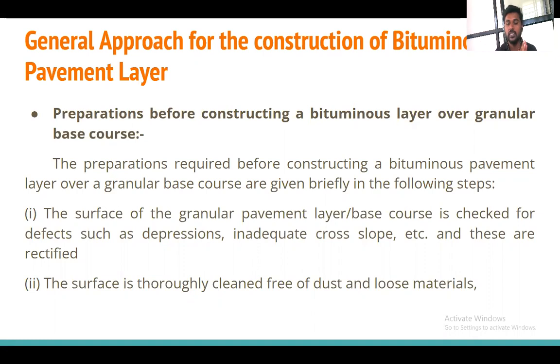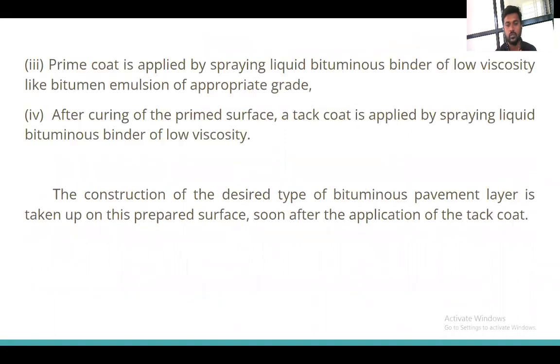The surface is thoroughly cleaned of free dust and loose material. What if there is loose material? That should be dried out. Okay, whatever the dust is there on the road, that should be cleaned out by brooms. Okay, so the surface should be cleaned out. Then the prime coat is applied by spraying a liquid bituminous binder with a low viscosity like bitumen emulsion of the appropriate grade. Then what is the step to achieve the proper bonding between the base course layer and whatever the bituminous layer that we are placing? To achieve the proper bonding between these, we have to apply the prime coat.